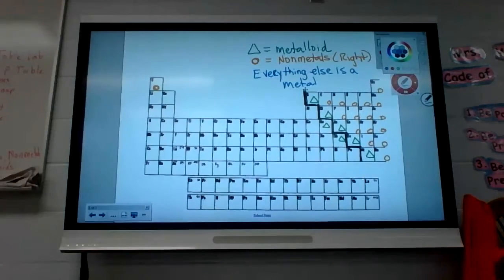If you have colored pencils or a calculator, because I didn't get all my calculators back when I walked around and collected them, put your calculators away.